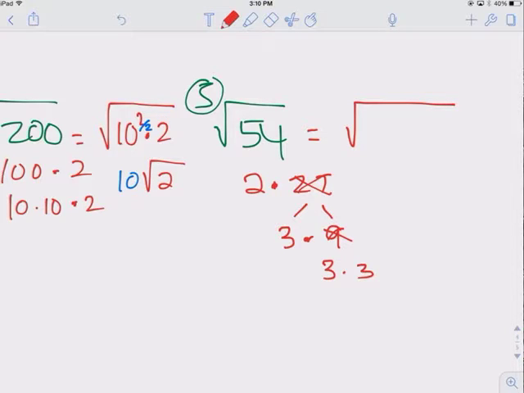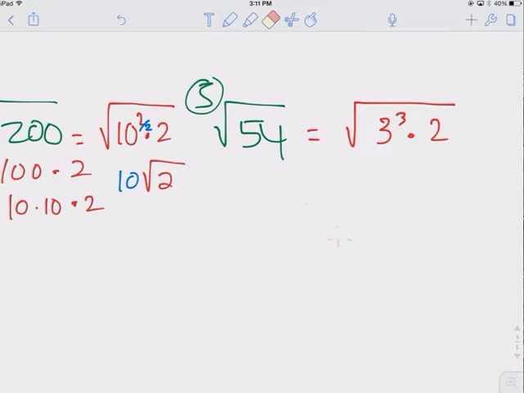Is this confusing for you? So for the other one, you get 3 to the third power times 2, right? Now, for those that don't understand the other way, you understand this way, right? The other way is 9 times 6, right? So you got the square root of 9. The square root of 9 is what? 3. That's how you get 3 square root of 6.